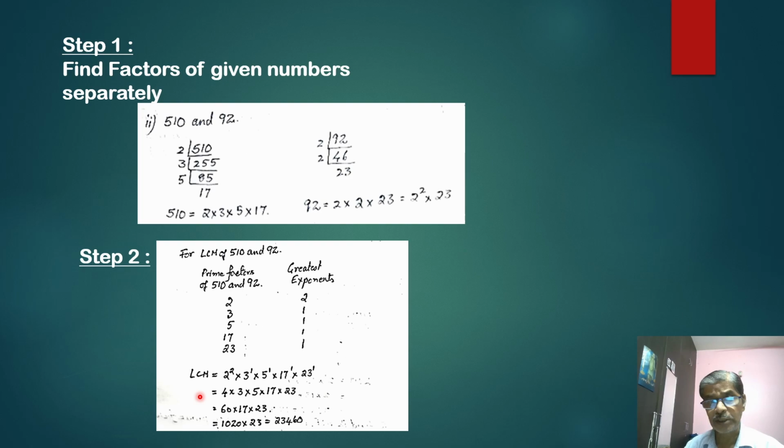Then the third step is to find the LCM, where you will multiply the highest powers or the greatest powers, like 2 square into 3 into 5 into 17 into 23. And on simplification, we get the LCM as 23,460.